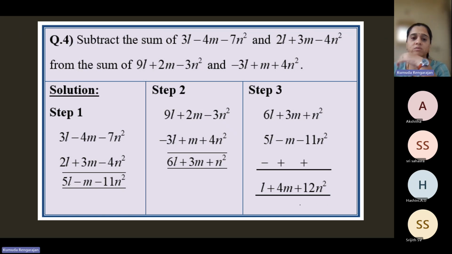Anybody has worked in the vertical style? Vertical method? Yes, ma'am. Okay, then it's like this.